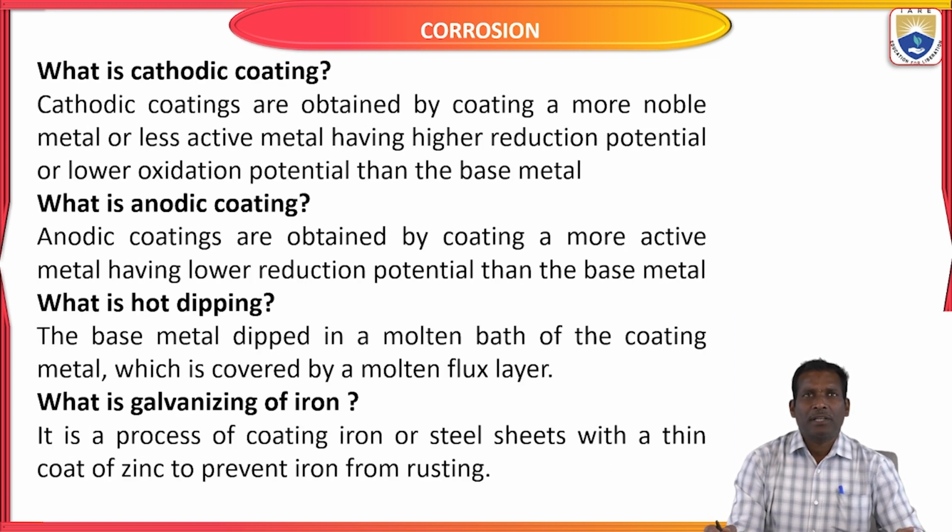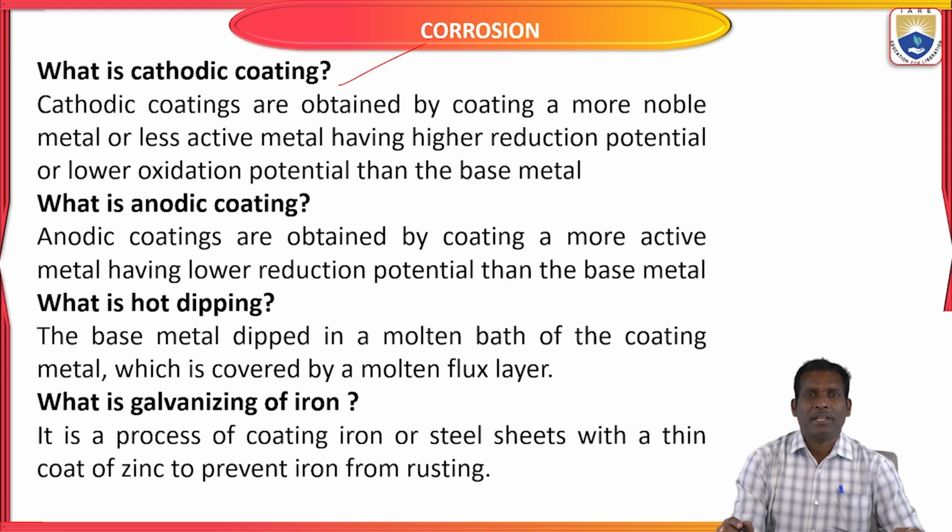What is cathodic coating? The cathodic coatings are obtained by coating a more noble metal or less active metal having higher reduction potential or lower oxidation potential than the base metal. Due to this high reduction potential or low oxidation potential, the cathodic coatings are obtained.